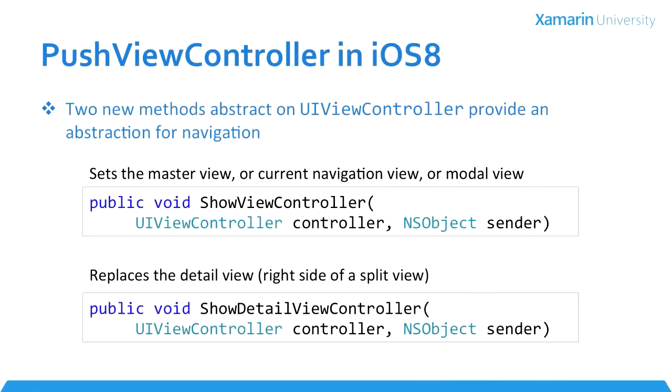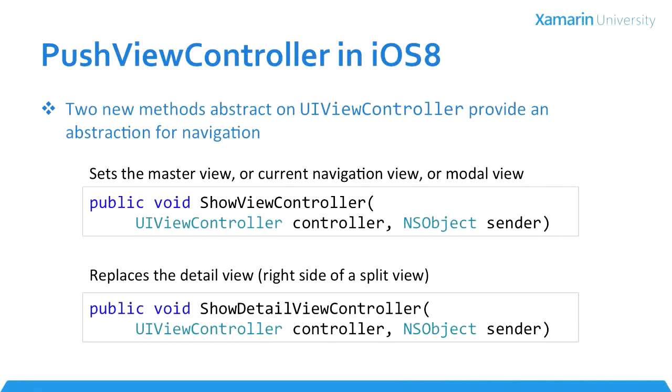Now the first method is the ShowViewController method. It takes a child controller and a sender, and that's often going to be the parent controller. This method will walk up the view hierarchy, identify the parent navigation controller, and then push the child onto the navigation stack. So effectively, that's going to behave just like push view controller. However, the method is on the base view controller, and we don't require any knowledge about the parent navigation controller. We don't have to interact with that navigation controller property anymore.